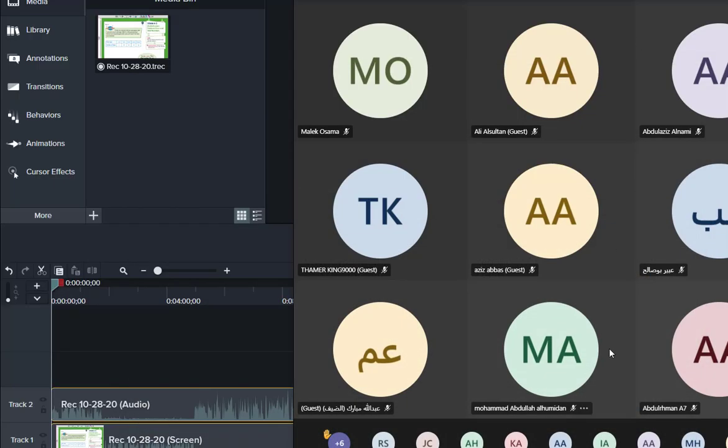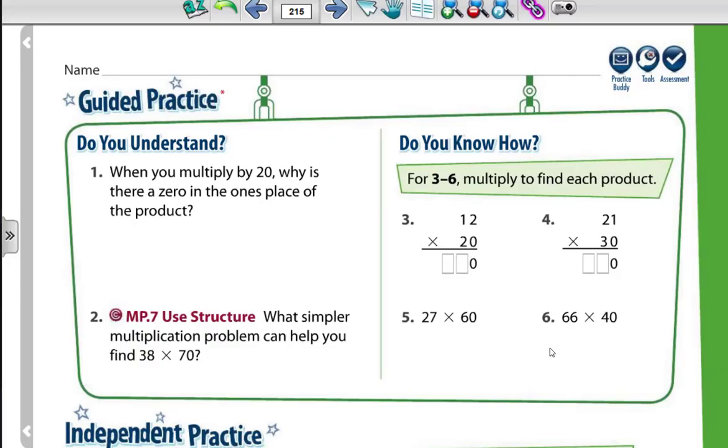Okay, now let's go back to the book. What page is this? What's the number of this page? I know. Say it. 215. Great, great. So this is page 215. And now we will start solving by ourselves.